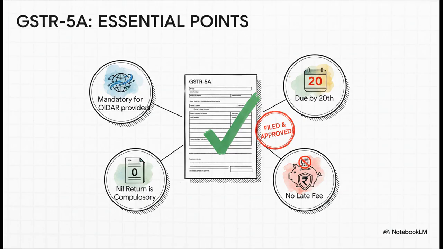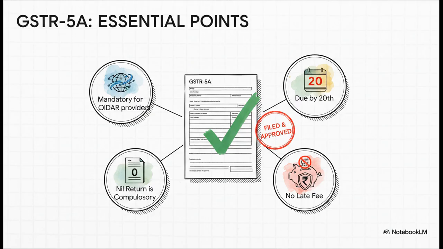So let's recap the absolute must-knows. 1. GSTR-5A is mandatory if you're an OIDAR provider. 2. The deadline is always the 20th of the next month. 3. Even with zero business, you still have to file a nil return. 4. A big one, no input tax credit for you. And 5. For now, there's no late fee.